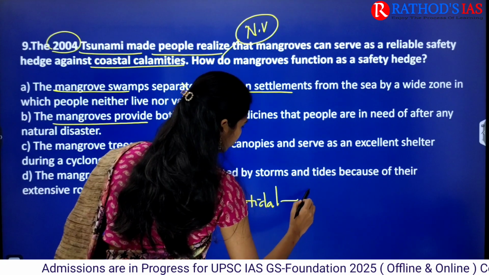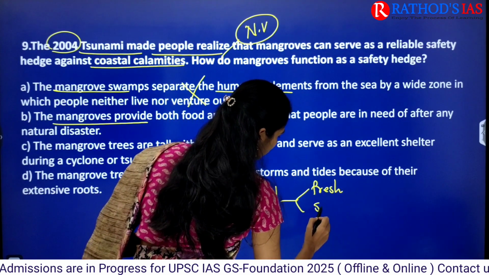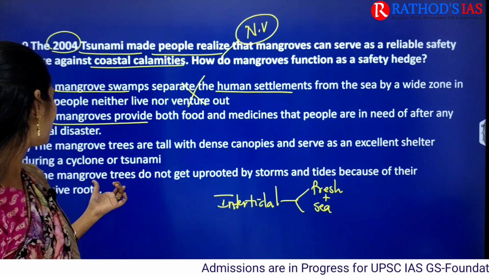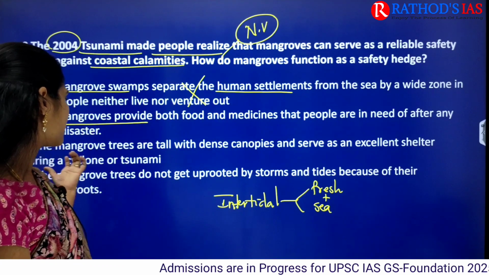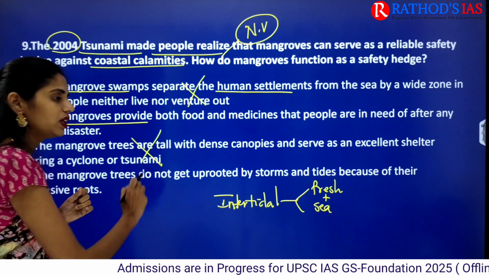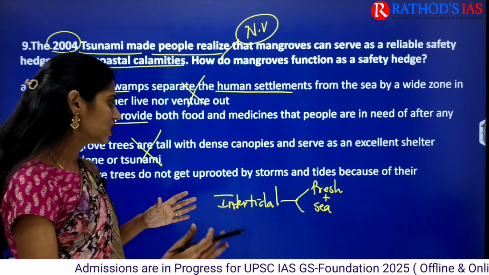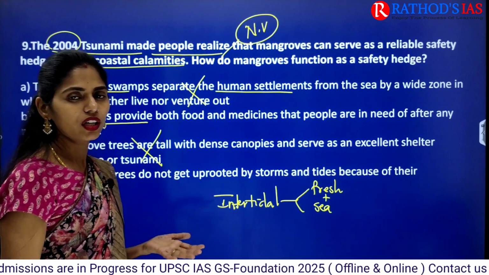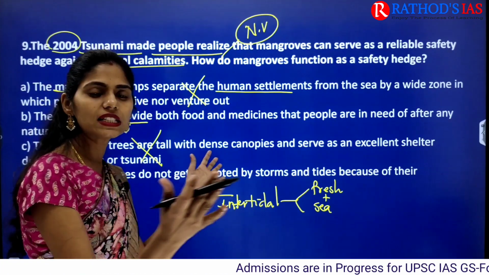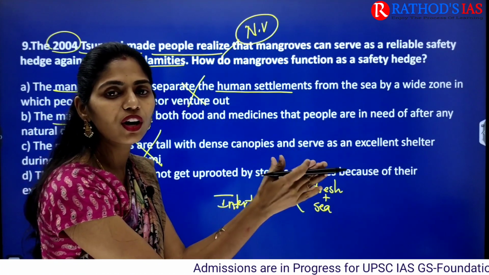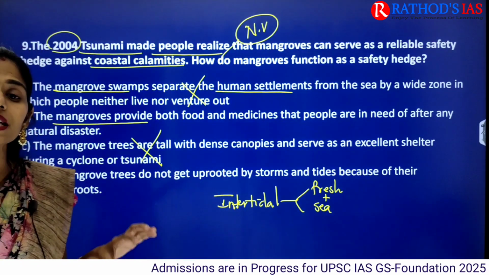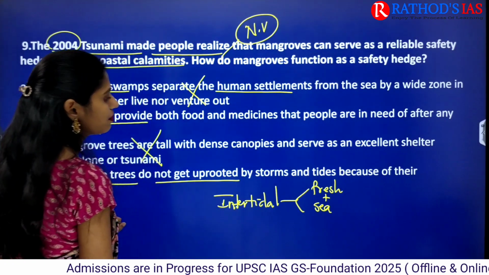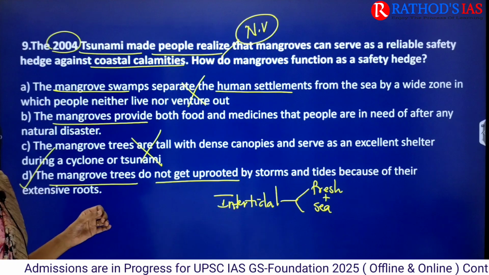In this intertidal zone, fresh water is meeting with the sea water. And these mangroves, they will be present in the water itself. So how can they provide shelter during the cyclones and tsunamis? No, it is not absolutely correct. Actually whenever a storm surge is happening, a storm surge is nothing but an increase in the level of the sea, during tsunamis or earthquakes, they will not be easily uprooted. They will be stopping the velocity of the water so that it can minimize the destruction. So the correct option is option D here. Mangrove trees do not get uprooted by the storms and tides because of their extensive roots.